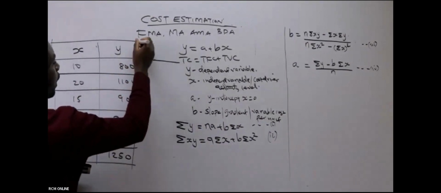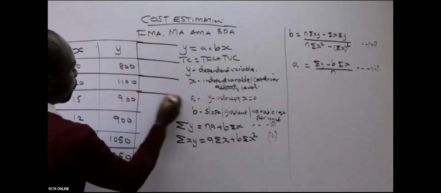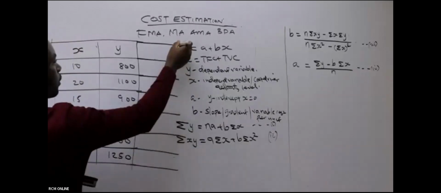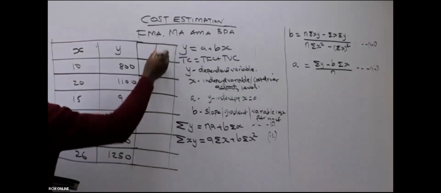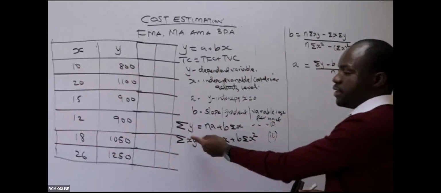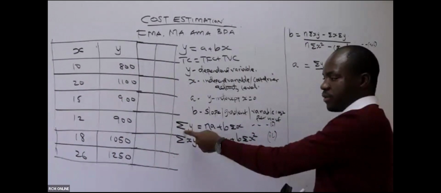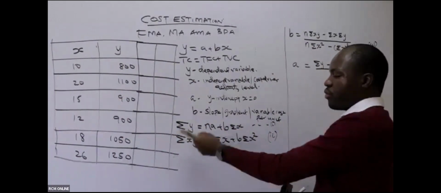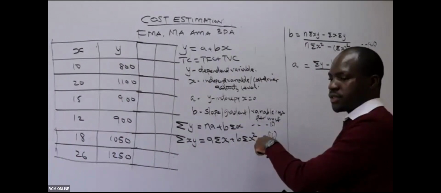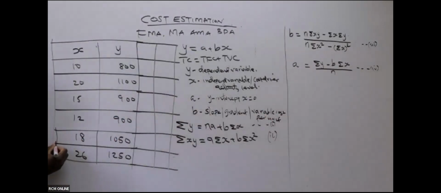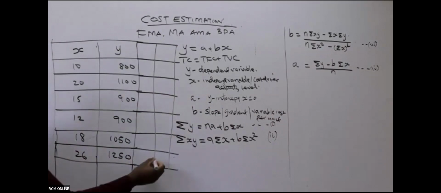Now, if you look at our output here, the summary down here, you'll be able to see that for us to solve this question, we need these items. We need summation of Y, summation of X, summation of XY, and summation of X squared. And that will only be arrived at when we bring in additional columns.